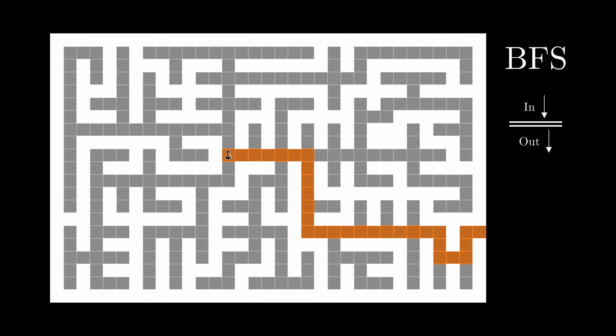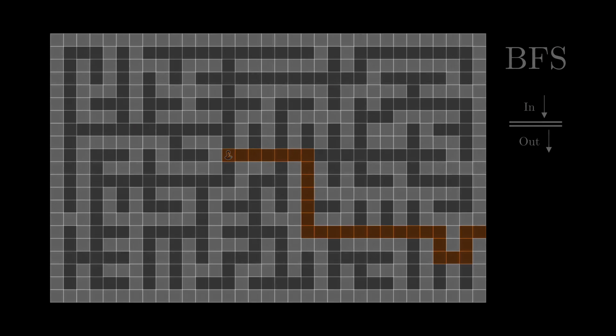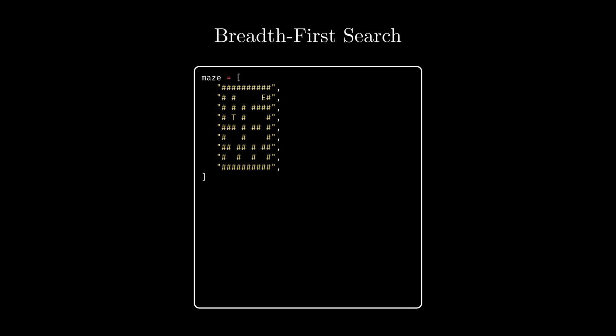From the visualizations, the algorithm seems intuitive, but let's actually try to implement it in Python. The input will be a list of strings containing the rows of the maze. We'll need to extract the positions of Theseus and the escape, which are denoted as T and E, so let's add some code to do that.